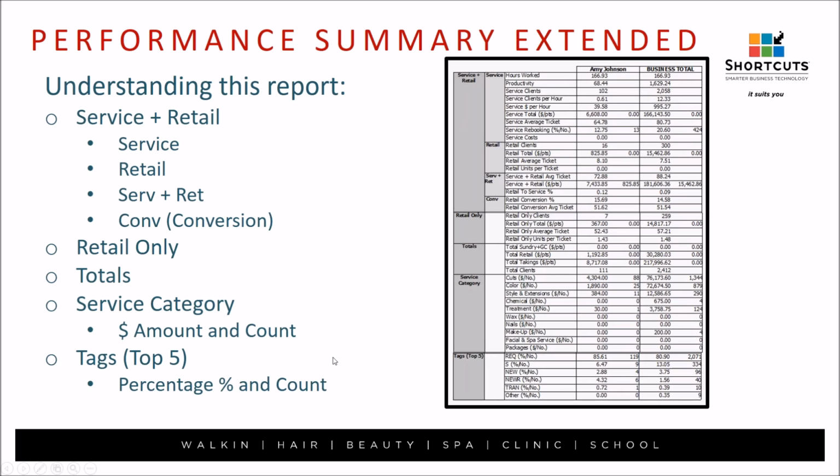You'll also notice that on this report, there is a tags area. These tags are referring to your tags when you book an appointment in for the client. Are we choosing that the client is a new client? Are we choosing that they're a new request, existing client, etc.? Whatever your tags might be that you've set up, this is where you'll find that information reported. So that's on the performance summary extended.